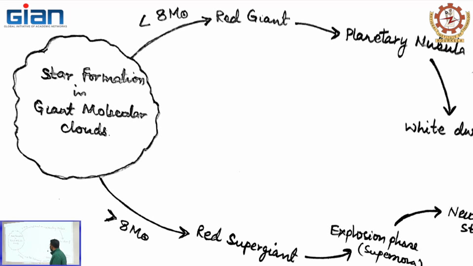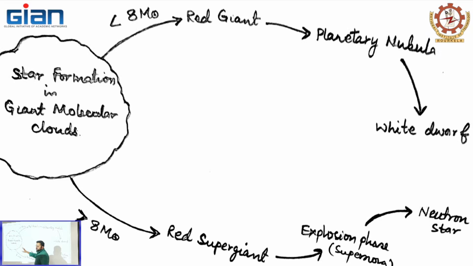For example, if the initial mass of the star is less than 8 solar masses, this 8 solar mass is not exact, it depends upon the chemical composition as well, but approximately 8 solar masses. When the initial mass of these stars is less than 8 solar masses, they go through evolutionary stages like the red giant phase, and eventually become a planetary nebula and end their life as a white dwarf. Okay, so all the stars having mass less than approximately 8 solar masses become white dwarfs.